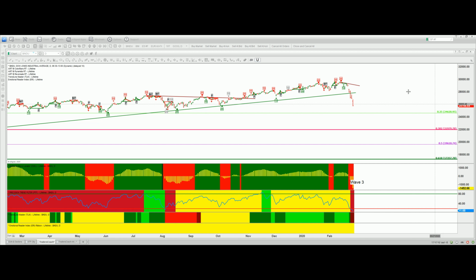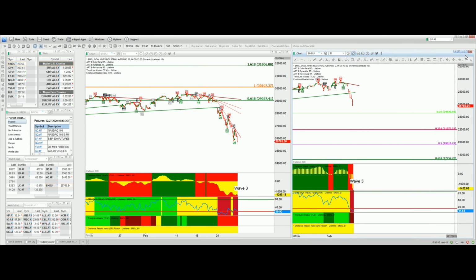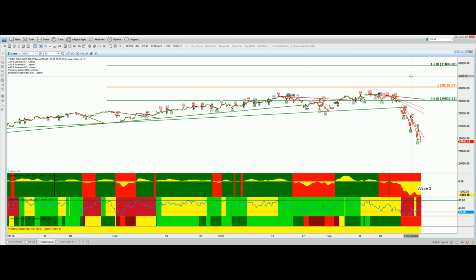All right, so that's the daily chart. Now that's the intermediate trend. So that's probably good for a few weeks to several months. Let's take a look now at the shorter term chart here on the Dow.